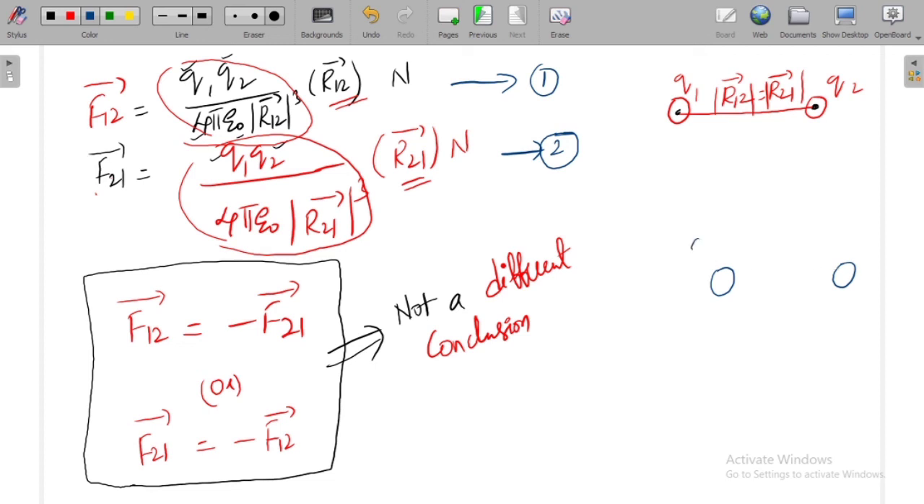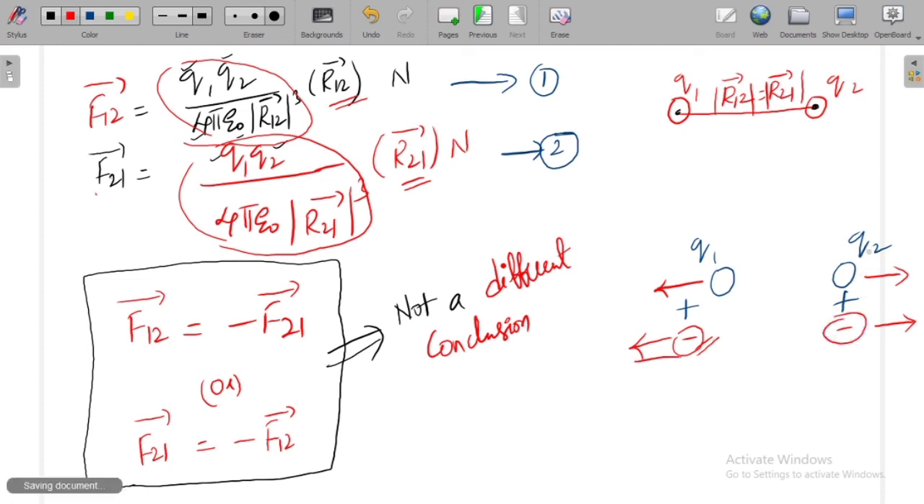If this is q1 and q2, and both are positive, how will q1 move? Q1 will move in this direction and q2 will move in this direction. If you observe, the two forces are in opposite direction but with the same magnitude. If both are negative, then also q1 will move in this direction and q2 in this direction. The force on q1 due to q2 is in this direction, and the force on q2 due to q1 is in this direction. These two directions are opposite. Here also the two forces are equal in magnitude and opposite in direction.